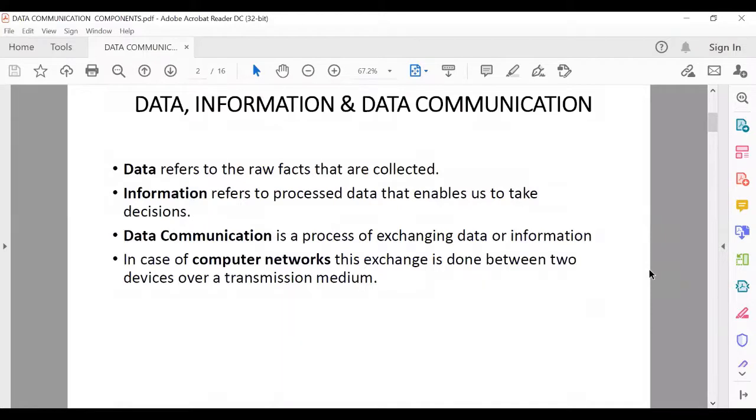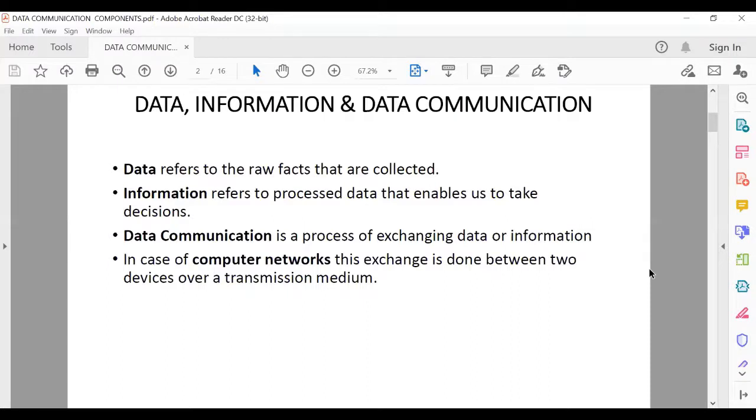So first one is the data and the information as well as the data communication. What do you mean by data? Data actually refers to the raw facts that are collected. While information, what is that? That refers to the processed data that enables us to take some decisions.